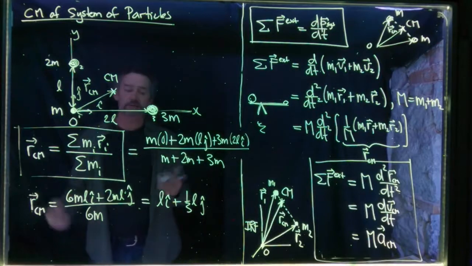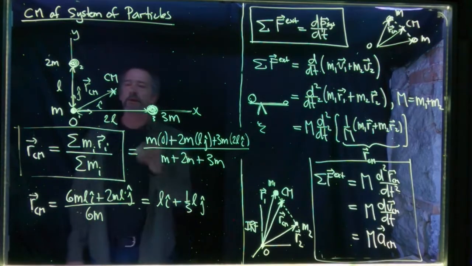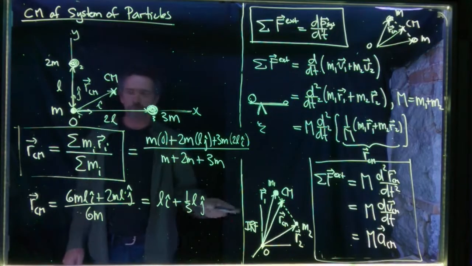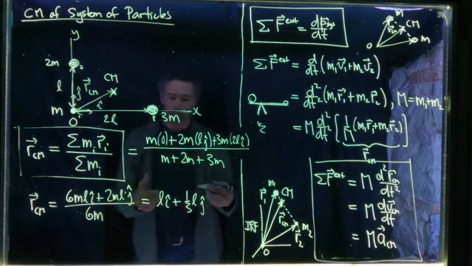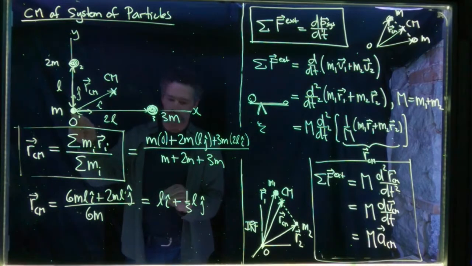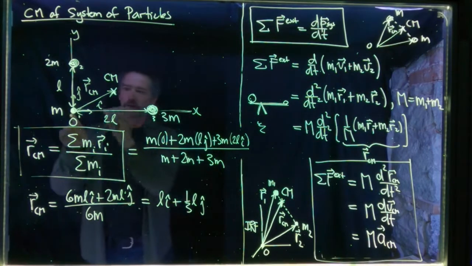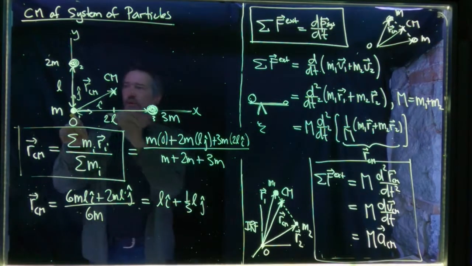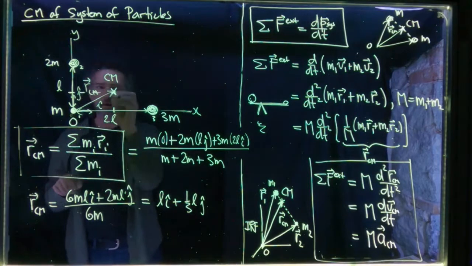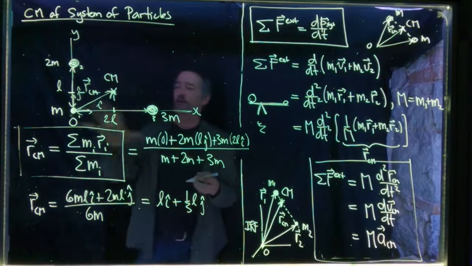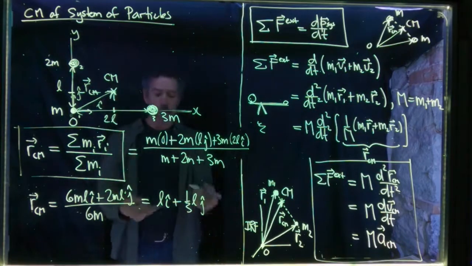Let's see if it makes any sense. What it's saying is that to find the center of mass point in our set of three masses here, it's a vector which points from the origin to that point, and what it says is start at the origin and go a distance L in the i hat direction, which is halfway between here and here, and a distance 1/3 L in the j hat direction. So 1/3 L up in the j hat direction. And there you go. So our estimate of where it should be is actually borne out when we do the calculation.